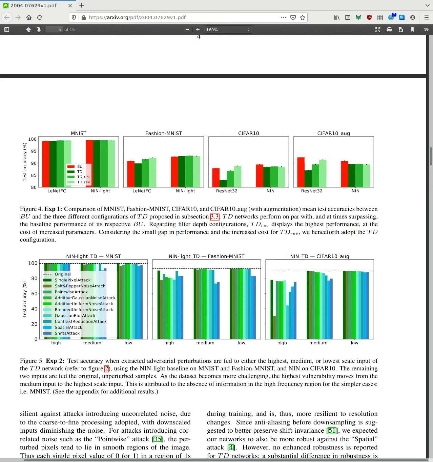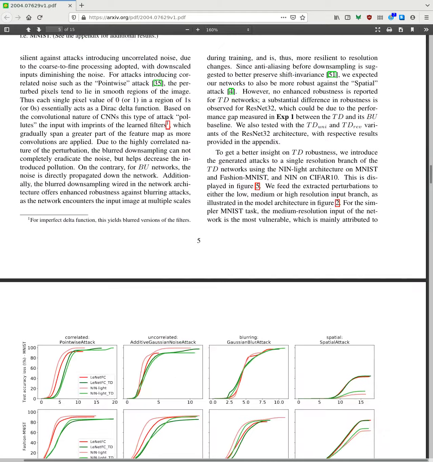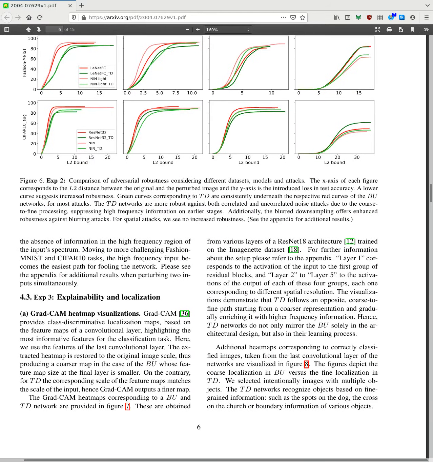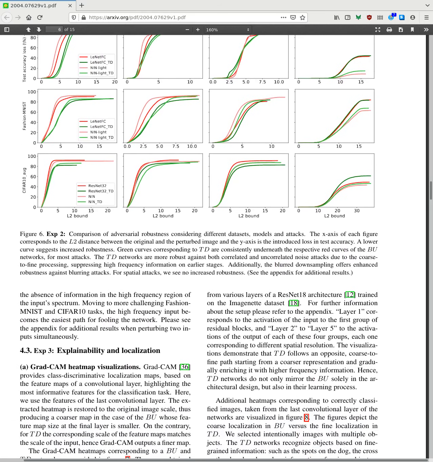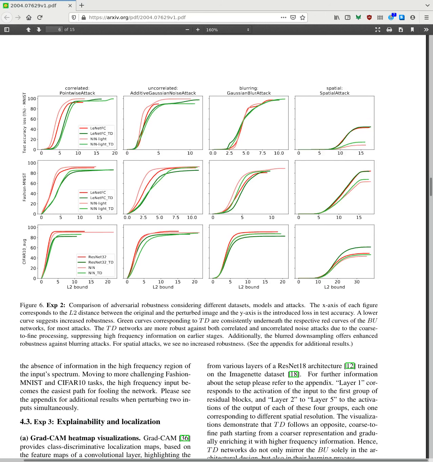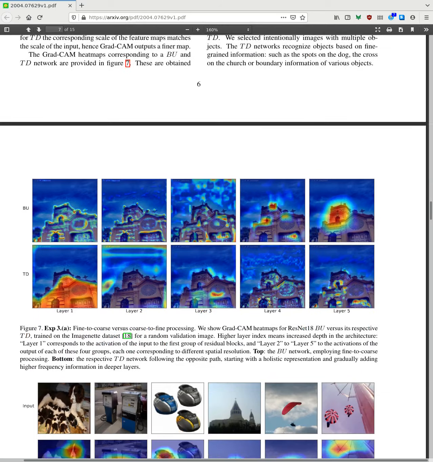In their experiments they compared... I'm not sure. So here they have graphs comparing the adversarial attacks. For me personally, I wasn't that impressed, but it's possible that I'm not seeing it.